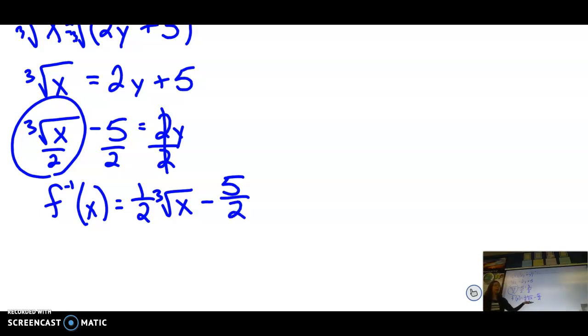And again, you know how to put that into your calculator. So if I asked you to graph it, you just go to math and hit the cube root button. And you could type that in and graph it if needed.